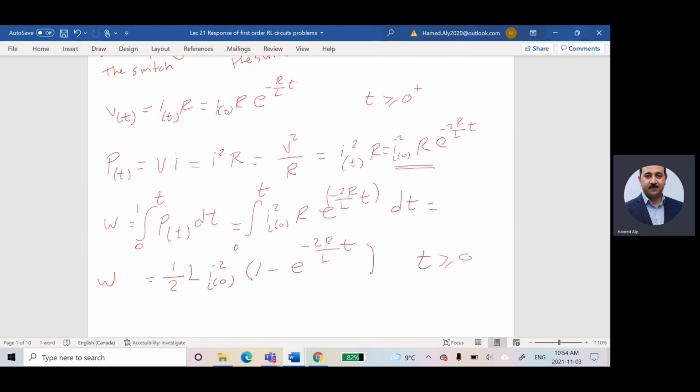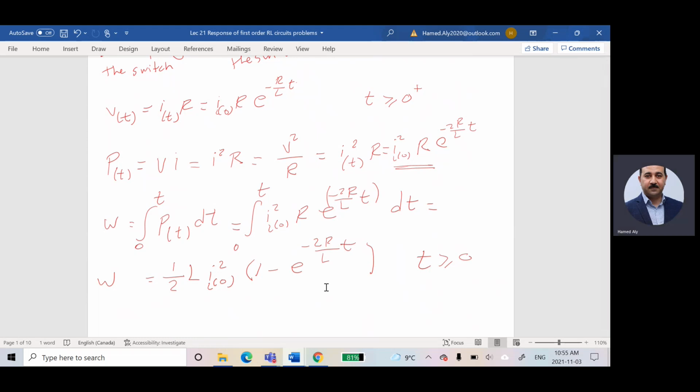The first thing you are going to say, oh, you made a mistake. No, I didn't make any mistake. But what happened? I'm calculating the energy at any time t. If you substitute t equal to 0, it gives you 0 energy. This term will be 1 minus 1. So at t equal to 0, I got 0 energy, but at infinity, I got the whole energy.